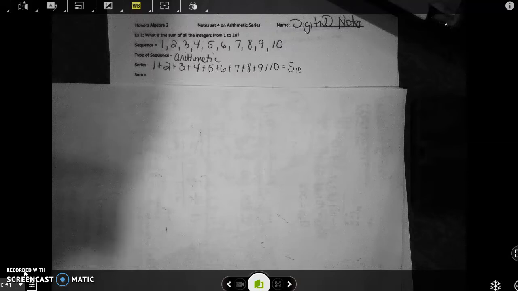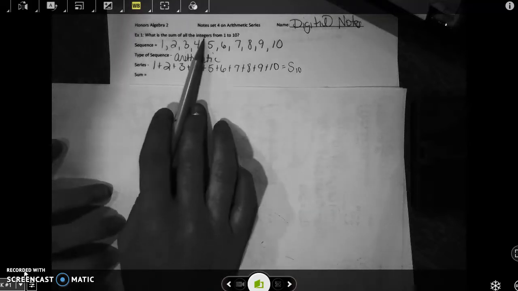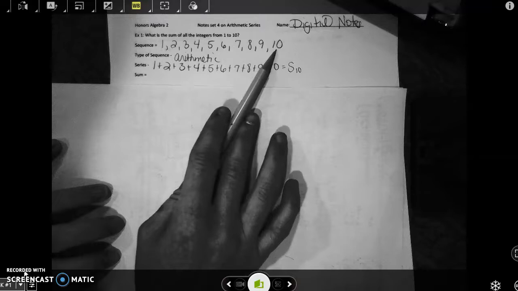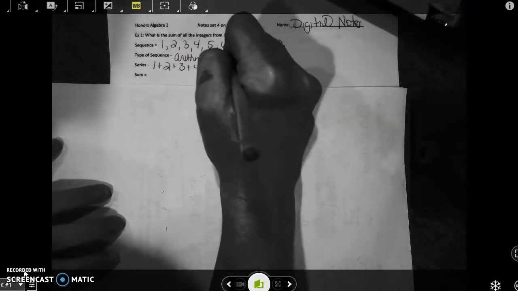Over the last couple weeks, we have been talking about sequences. And we know a sequence is a list of numbers that have a pattern to them. So you can see here that we're looking at all the integers from 1 to 10. I have written out that sequence. And it's arithmetic because we know it has a common difference of 1, so we would say d equals 1. We also know that it can be modeled by a linear function, by a line.